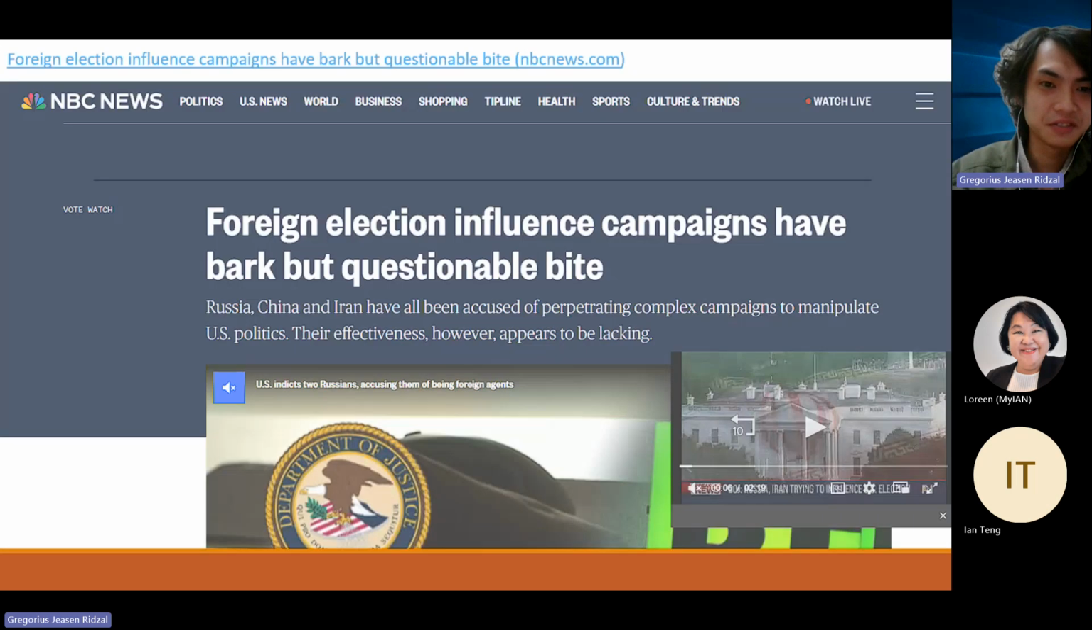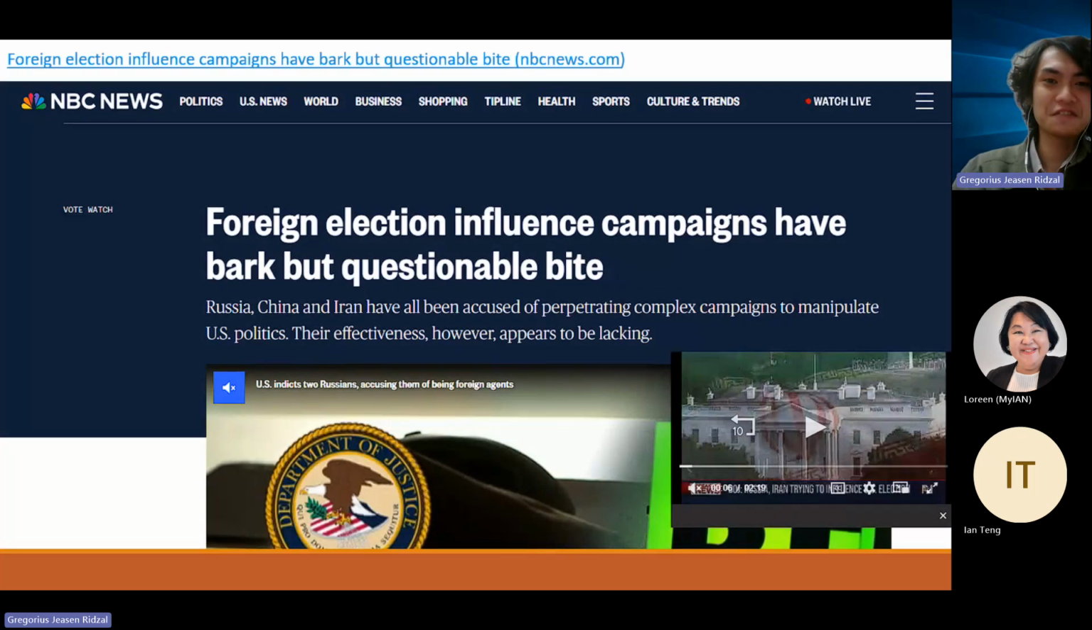So first things first, we do have this article that I read up in NBC News last week. It says foreign election influence campaigns have barked but questionable bite. So as you know, the US is going through a whole election campaign right now. They are electing a new president, so that's the big news right now. But you might be wondering, how is AI involved in these election influence campaigns? So let me go to the next slide.